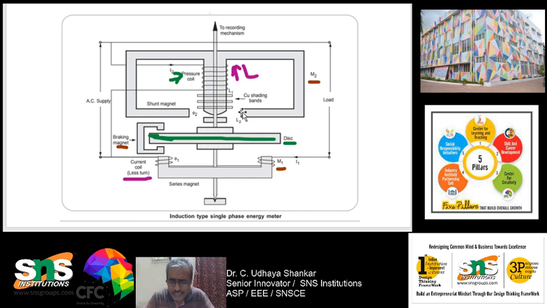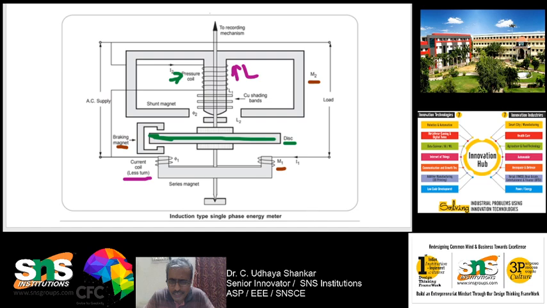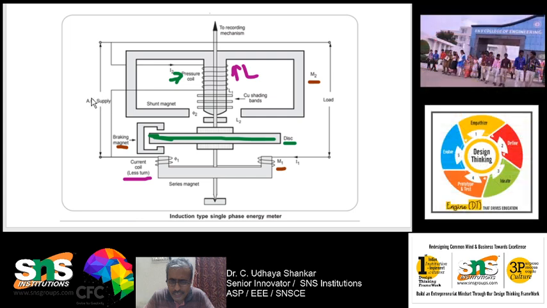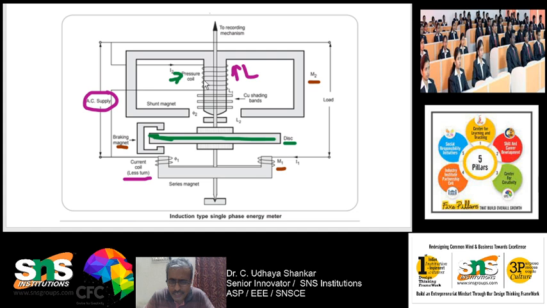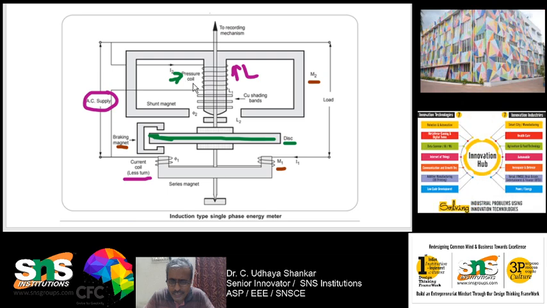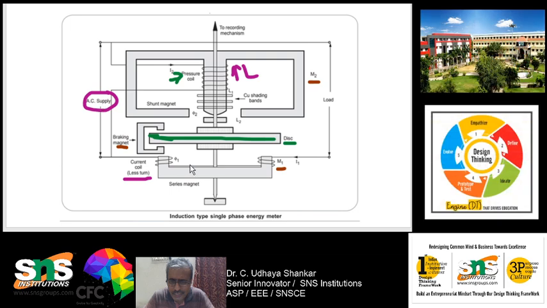So, you can understand that the current coil will be carrying the line current. Here you can see how it has been connected. This is the AC supply, and from the AC supply you can see that it has been divided. This pressure coil is connected across the supply voltage. So, this pressure coil is producing the magnetic field proportional to voltage, whereas the current coil produces the magnetic field proportional to load current.